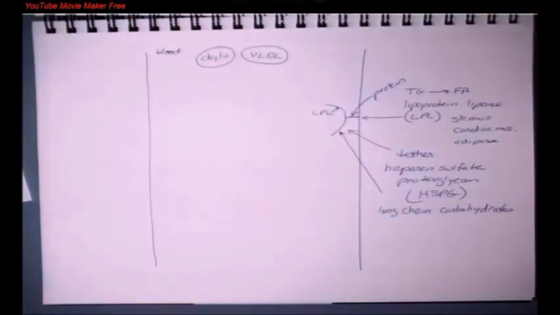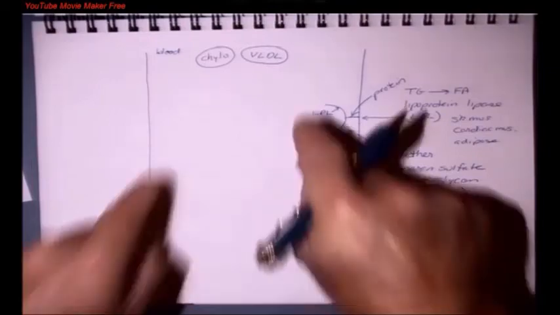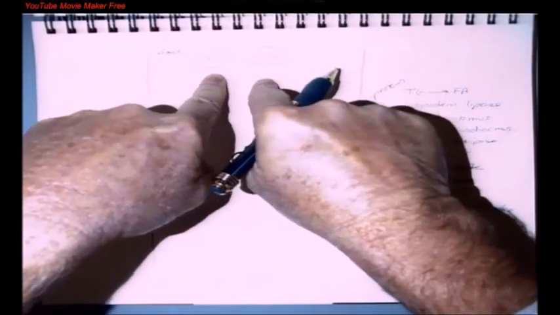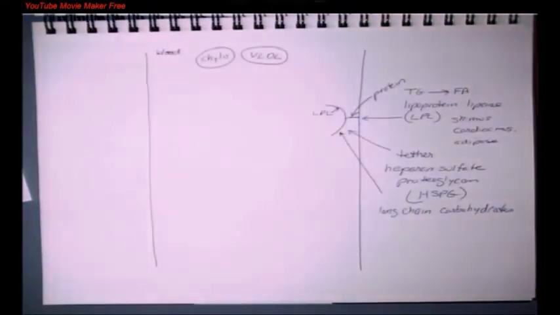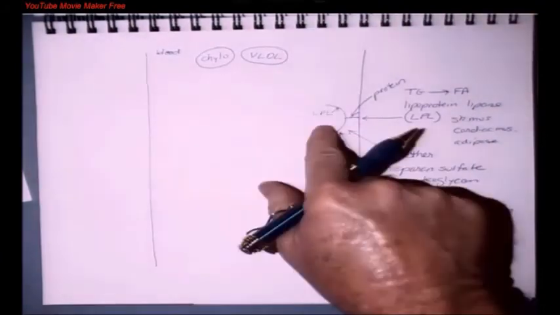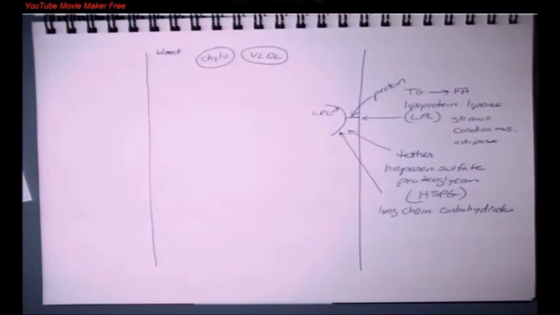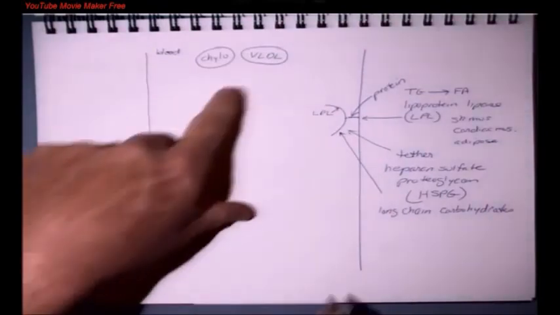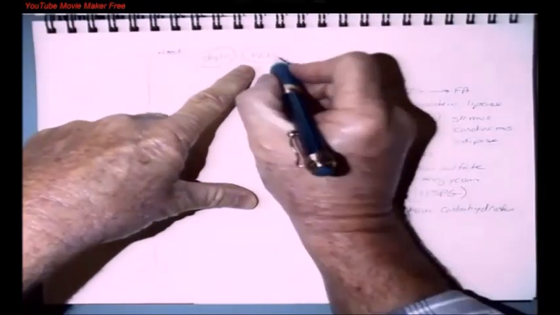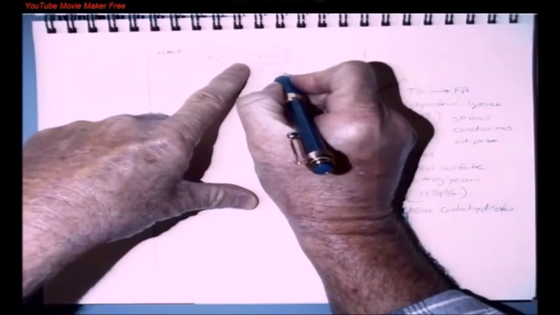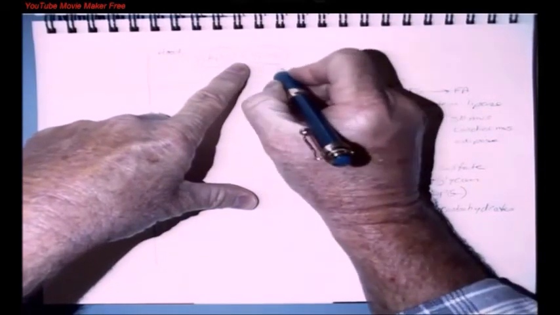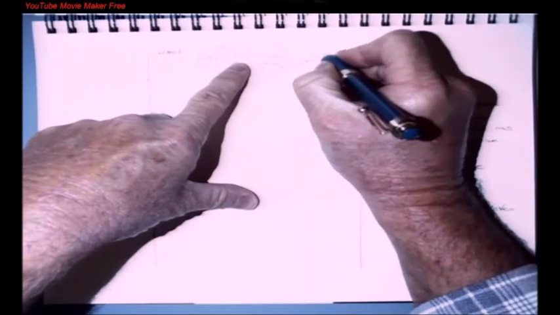But we have another problem here. These are in the circulation. The circulation is moving very fast. So how can the LPL grab this thing as it's going by? It can't. So what we have now is another lipoprotein that is called ApoE, apolipoprotein E.